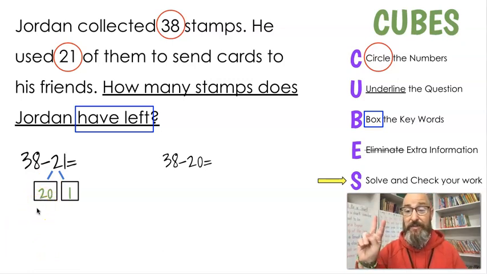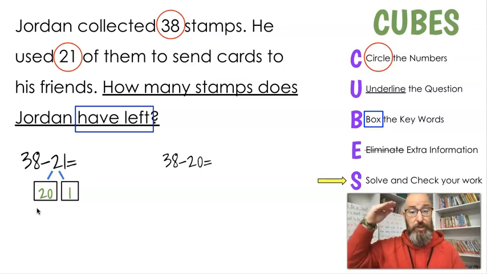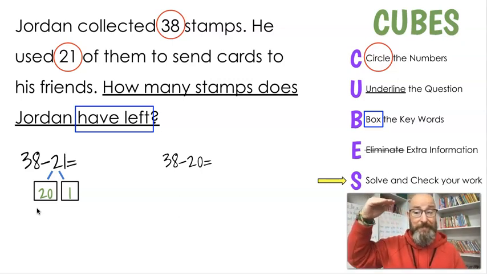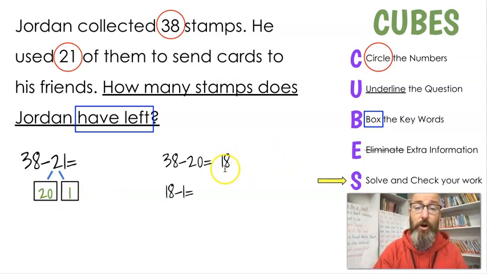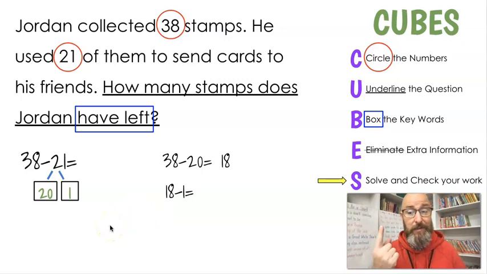38 minus 20, that's 2 tens. That means that's 2 jumps. So we go from 38 to 28 to 18. That's right. Now we've subtracted the 20. What do we subtract next? We're not done. The 1, that's right. And we subtract it from where we left off. And we left off at 18. So we're going to take away that 1 from 18. Do you know what 18 minus 1 is? Just take away 1. What's it going to be?